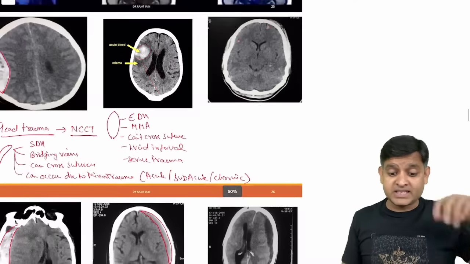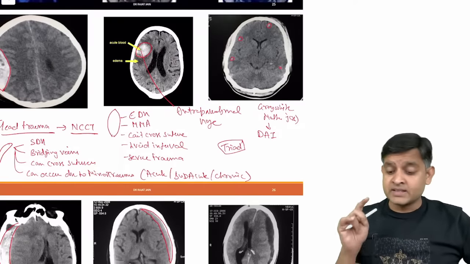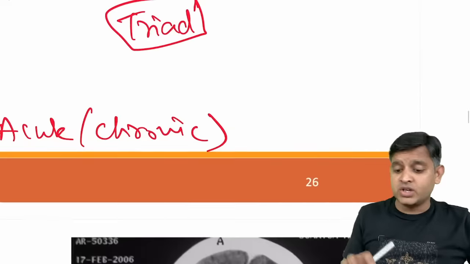Nahin, bache, none of them is SAH. SAH nahi hai isme, Shubham. Abhi SAH dekhenge. What is a characteristic triad of a diffuse axonal injury?